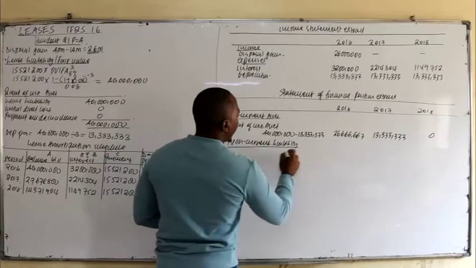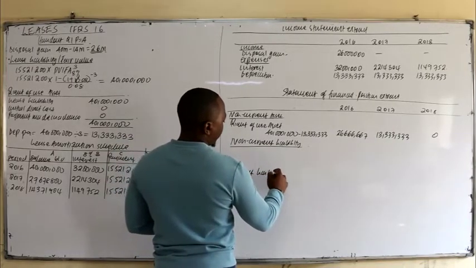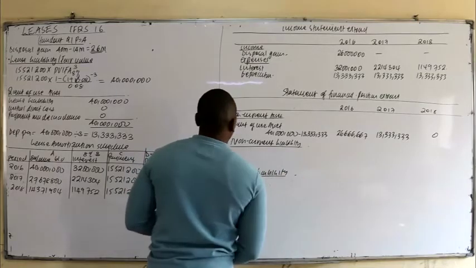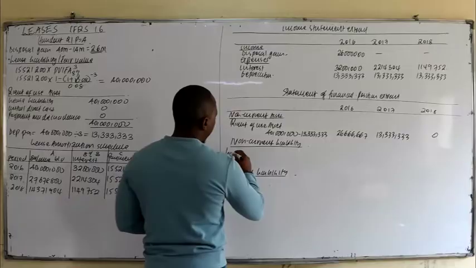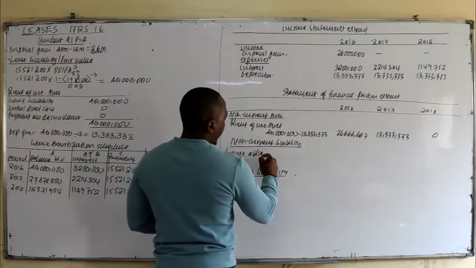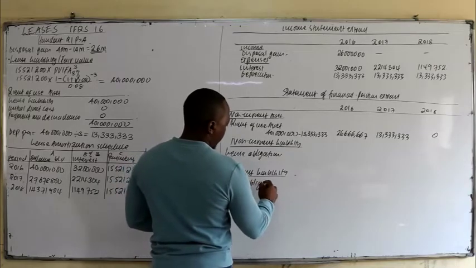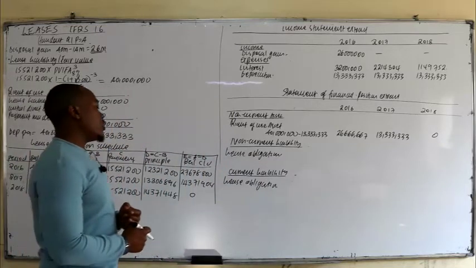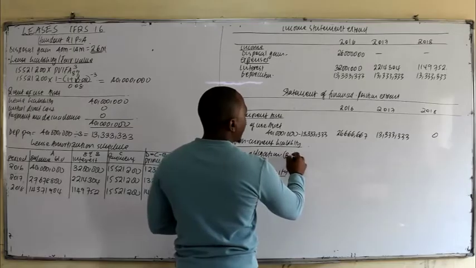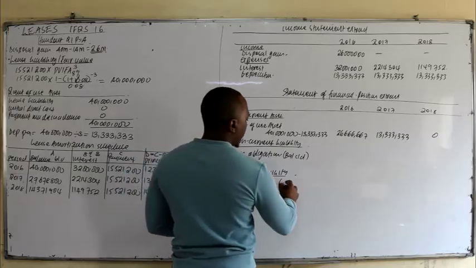So we'll have a liability. And for liability, we have the non-current liability as well as the current liability. So here we have a lease obligation. Now, when you're paying in arrears, for the non-current liability, you take the balance carried down. Then for the current liability, you'll take the principal.